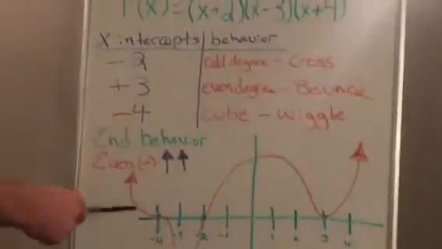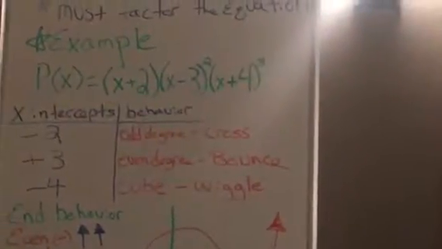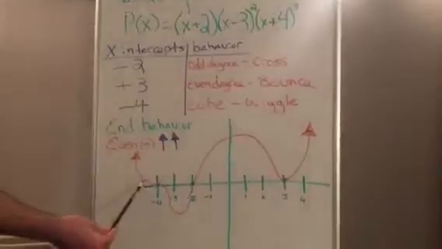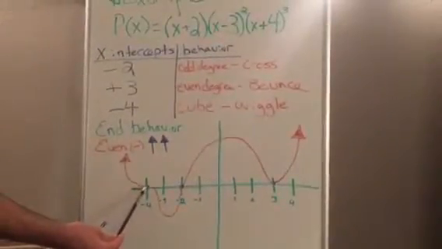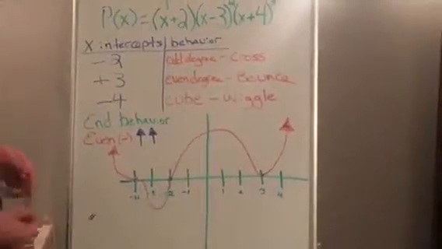For -4 on the x-axis, we have a cube, because x plus 4 is cubed in the equation. A cube means it's going to wiggle across the x-axis. So as you see, it comes down, goes parallel to the x-axis, leaves the point parallel, and then continues down.